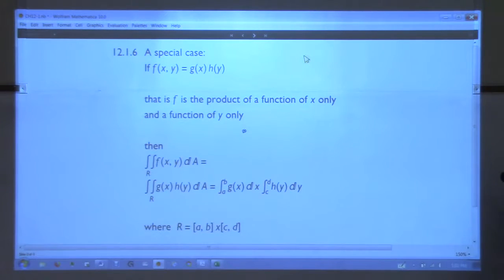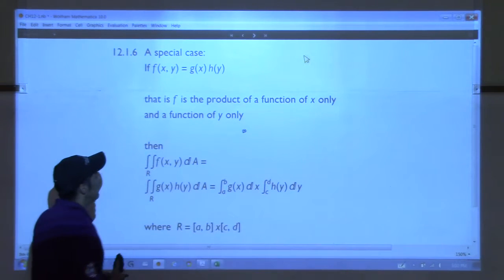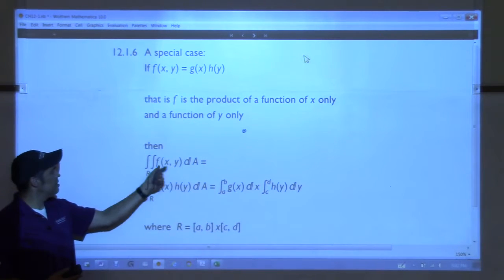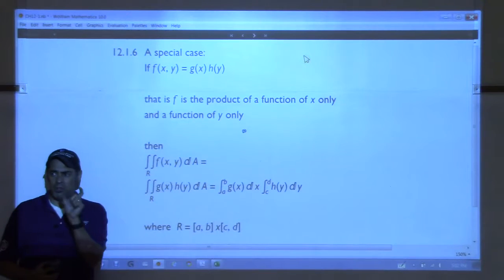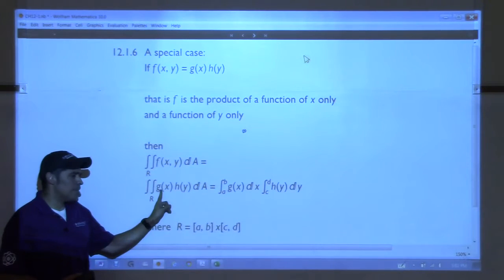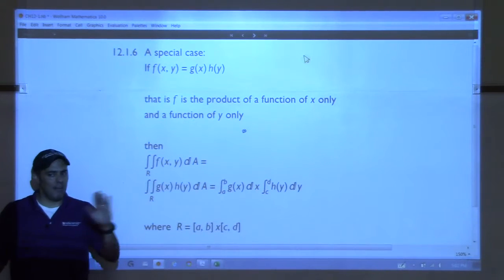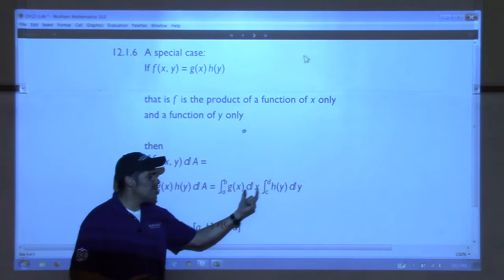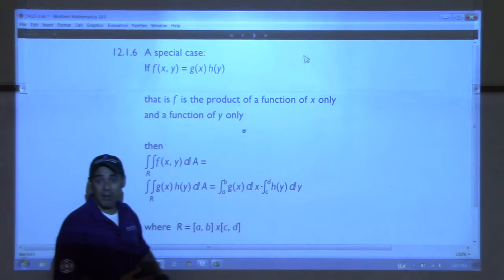So this is a very special case, all right? Not of Fubini's theorem, just of doing double integrals. This is a very special case. Let's say that your surface that you're trying to do the double integral on happens to be the product of two functions where one of them is a function of x and the other one is a function of y. This is the only time ever that you can split the double integral into two single integrals and multiply the answers. You're never allowed to do this in general.